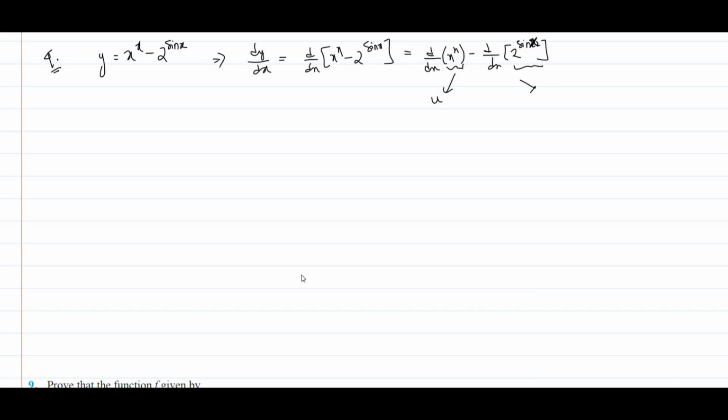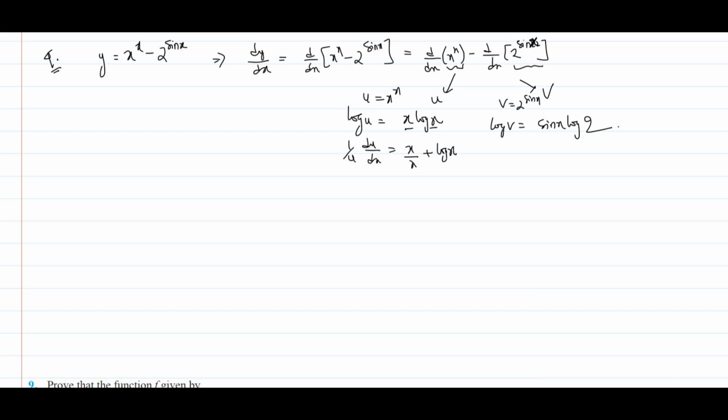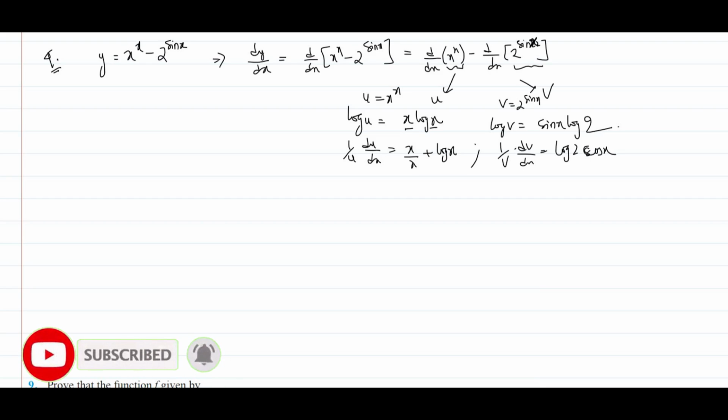So let this be u, let this be v. Now you take log of u is equal to x log of x, because u equal to x to the power x, and because v is equal to 2 raised to the power sin x, you get log of v is equal to sin x log 2. Now this is pretty easy to solve. This will be 1 by u du by dx, and here the uv rule will be applied, so that is x by x plus log x, and here log v, this is 1 by v times dv by dx, that is equal to, since log of 2 is a constant, I'll be having log of 2 cos x.